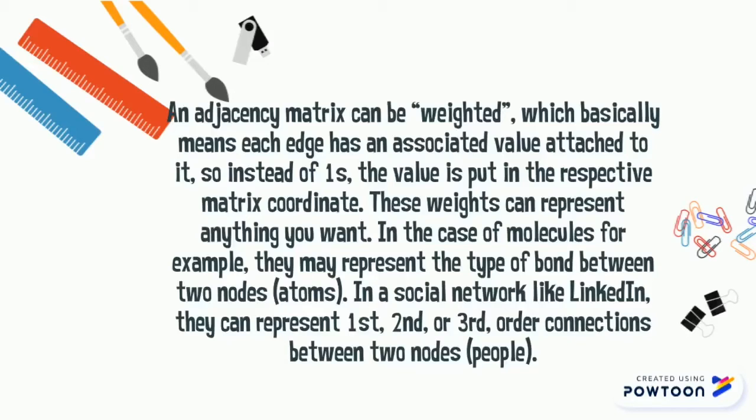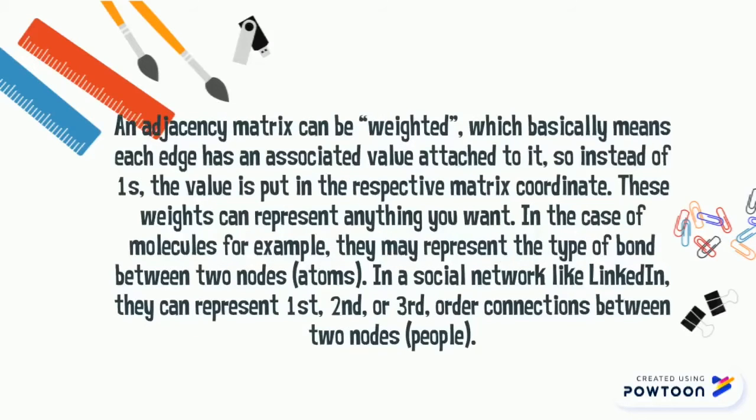These weights can represent anything you want. In the case of molecules, for example, they may represent the type of bond between two nodes, atoms. In a social network like LinkedIn, they can represent first, second, or third order connections between two nodes, people.